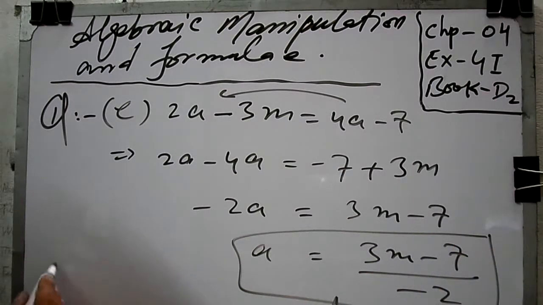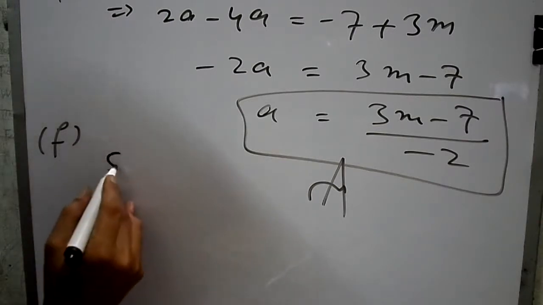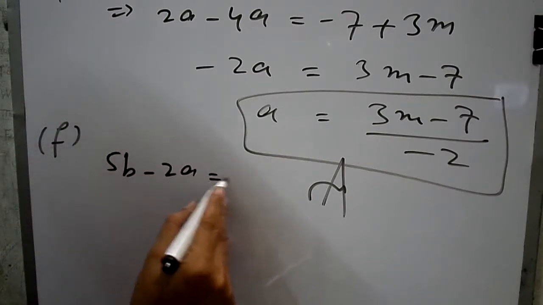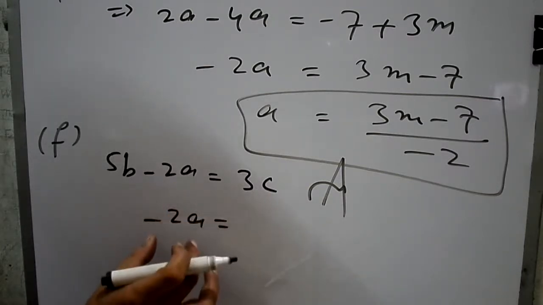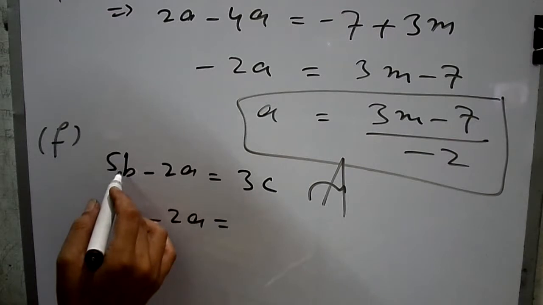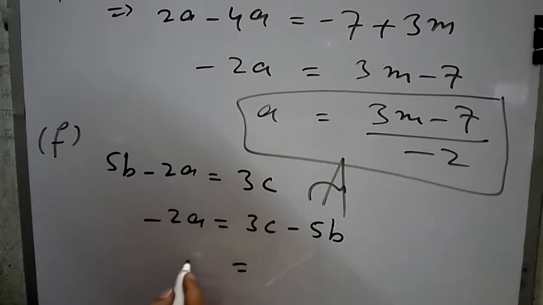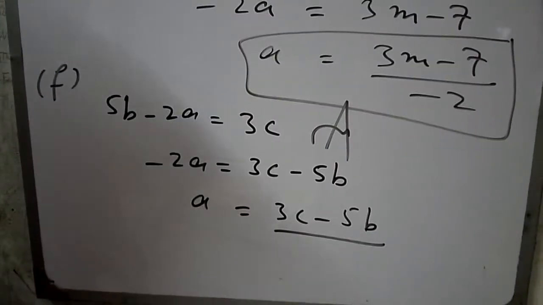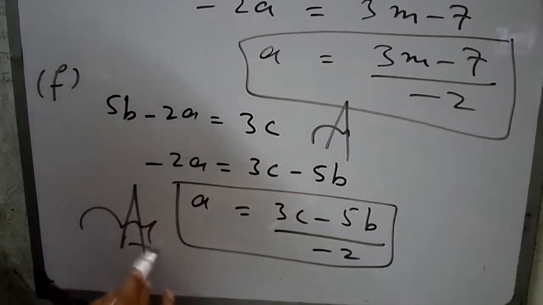Now coming to the F part, that is 5B minus 2A is equal to 3C. So you need the value of A, so remain here minus 2A, and shift 5B towards the other side. You will get minus 5B. So the value of A is 3C minus 5B divided by minus 2. So here A as a subject.